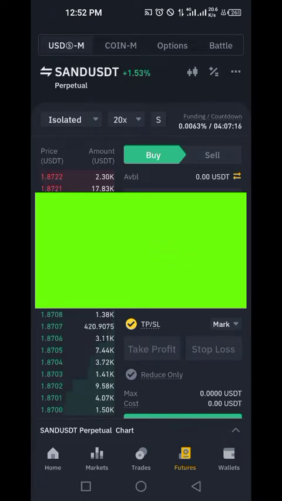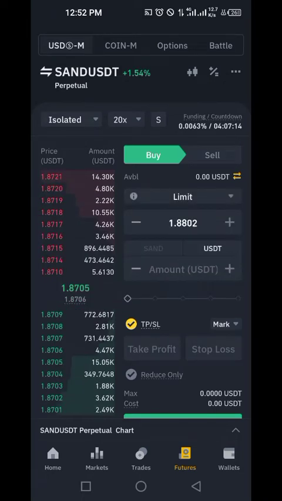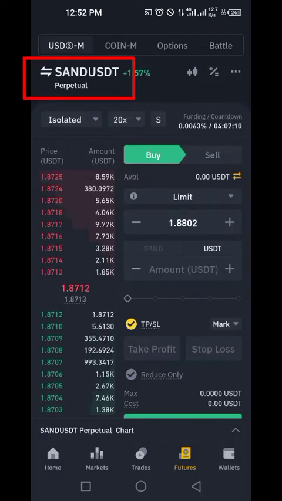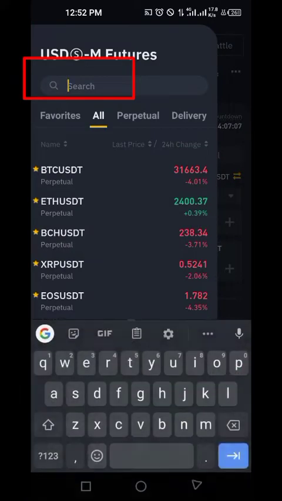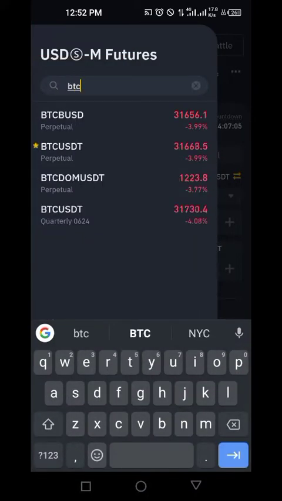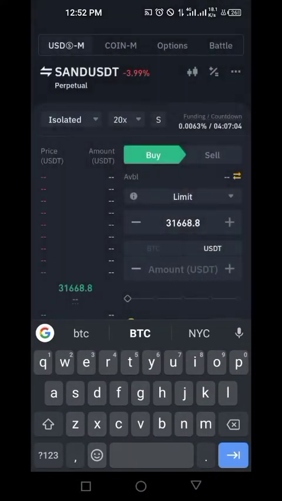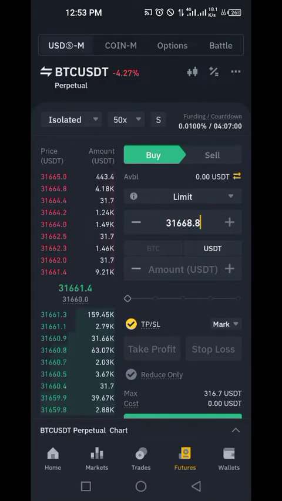So this is, for instance, SAND USDT. This is a coin that can be traded. Let me just go to BTC USDT. Now this is BTC USDT, and the current price for BTC USDT is $31,661. Now I'll be explaining the interface first before I move into how to place trades on futures.